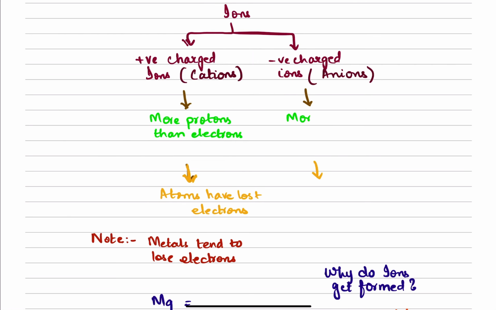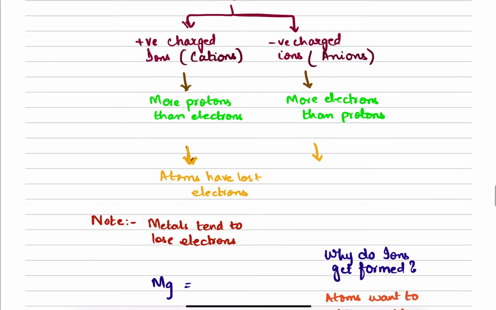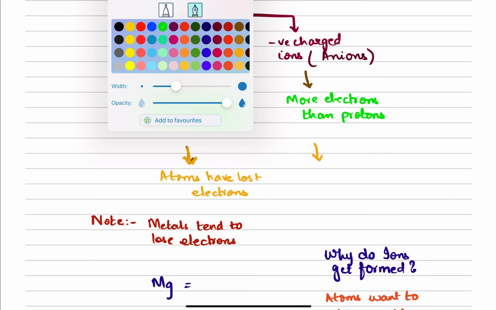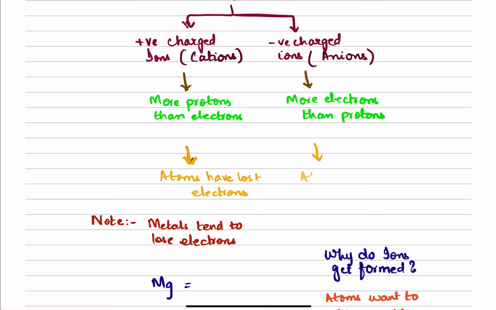When we talk about a negatively charged ion, it has more electrons than protons. And why would they have more electrons than protons? Because atoms will gain electrons.